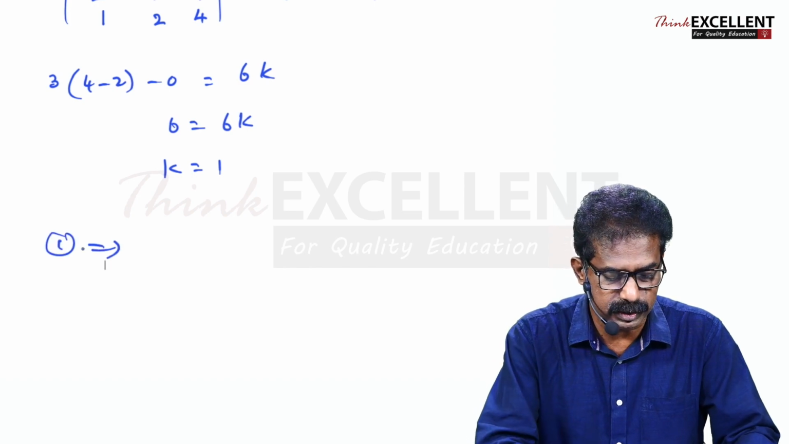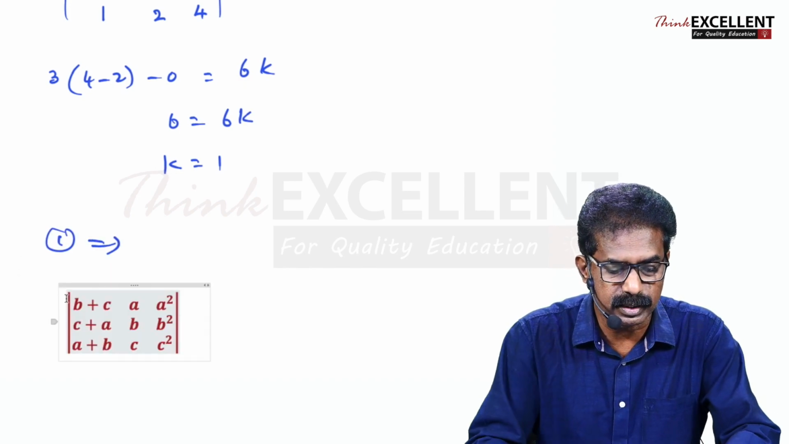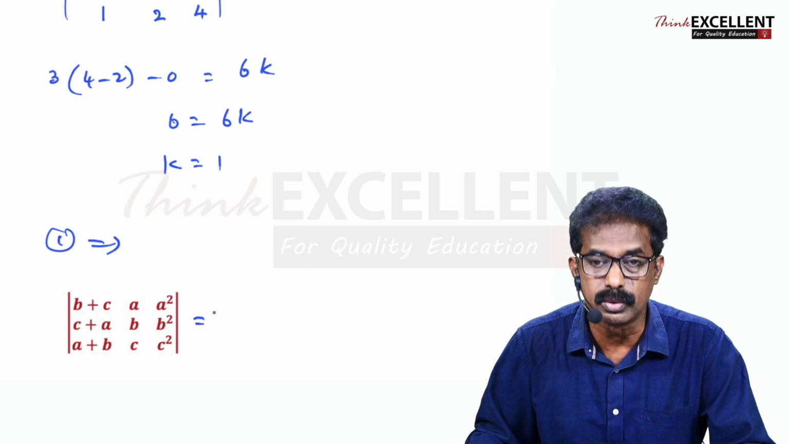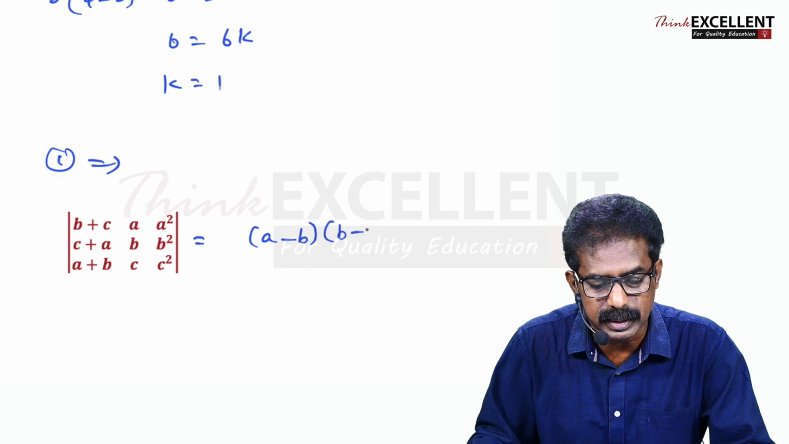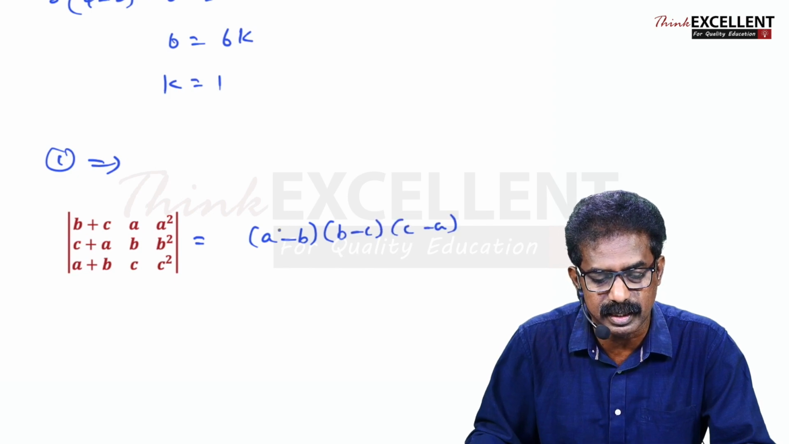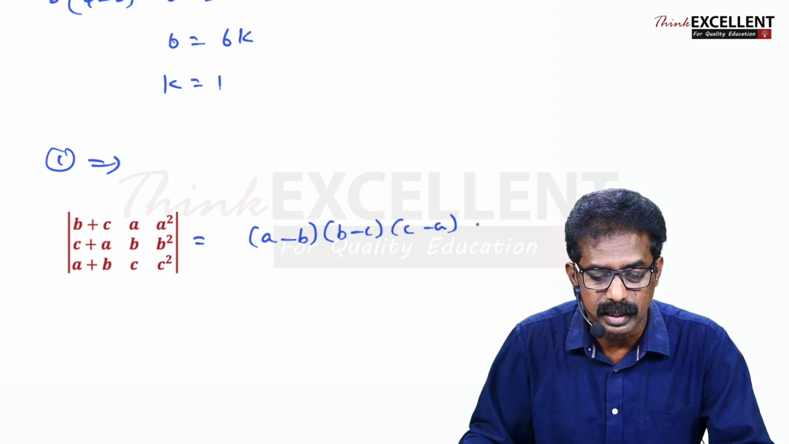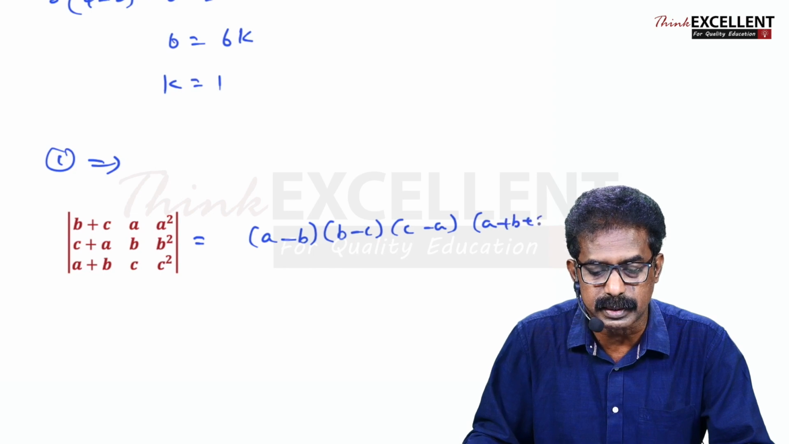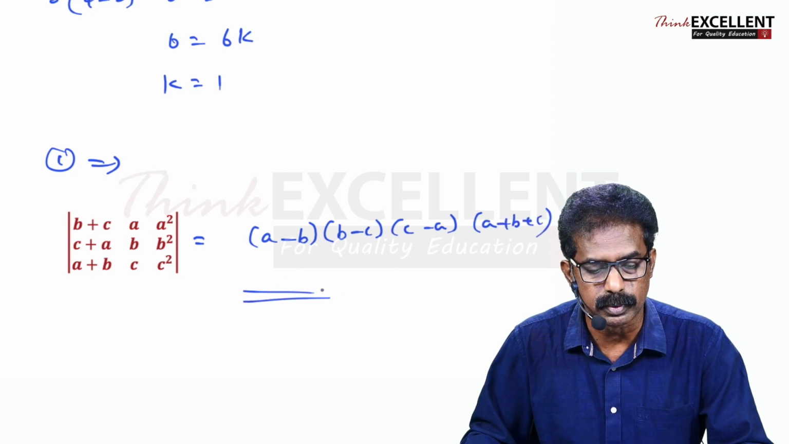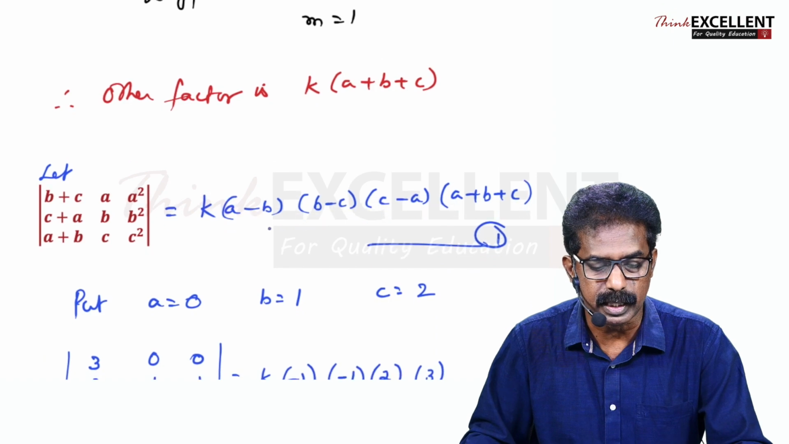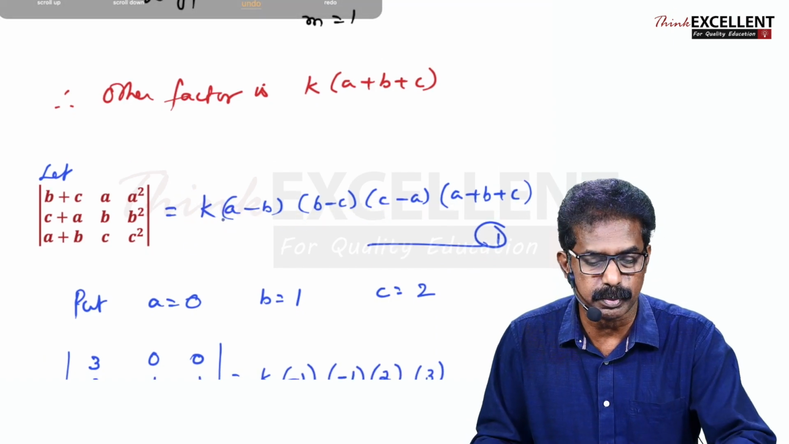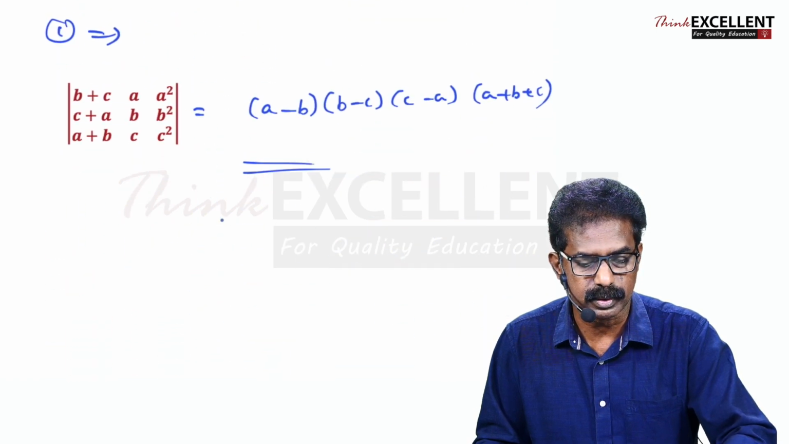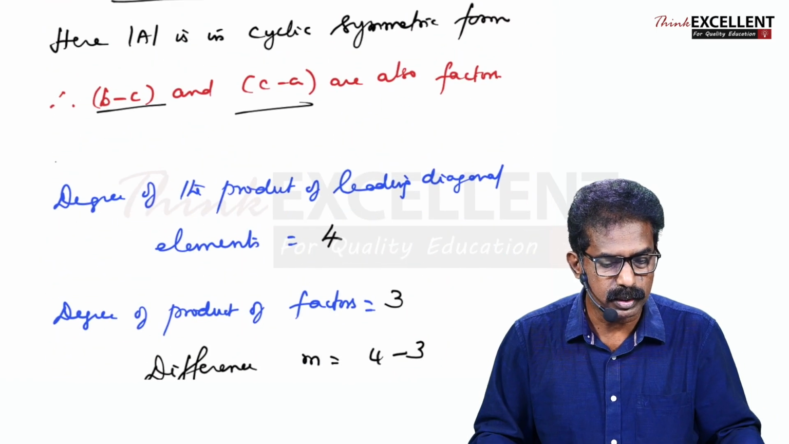Substitute in the first equation. When you substitute in the first equation, already we proved a minus b is a factor, b minus c is a factor, c minus a is a factor, k into a plus b plus c. Hence proved. So we are substituting here, k value you are giving 1. So 1 into a minus b, it is what? A minus b only. So that is your answer. Hope you understood that. Now let's move on to the next question.